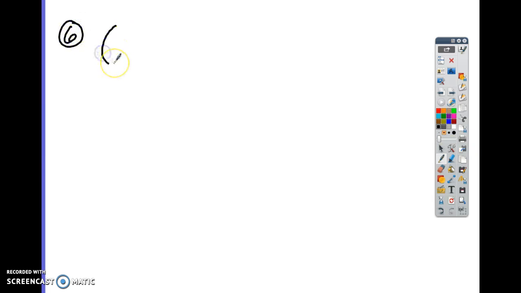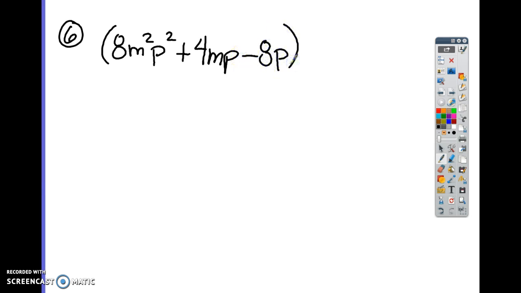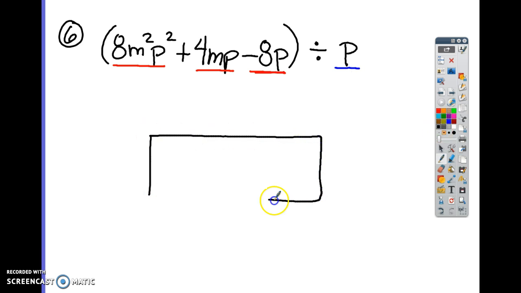So problem number 6 says 8m squared p squared plus 4mp minus 8p divided by p. So again, you have 3 terms on the inside, 1, 2, 3. And you have 1 term on the outside. So when you draw the box, it's going to be a 1 by 3.